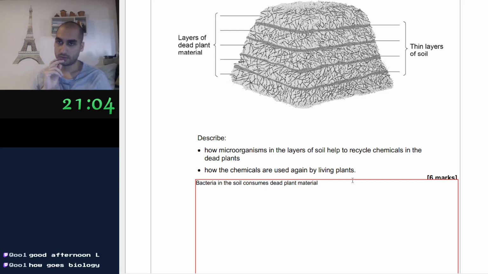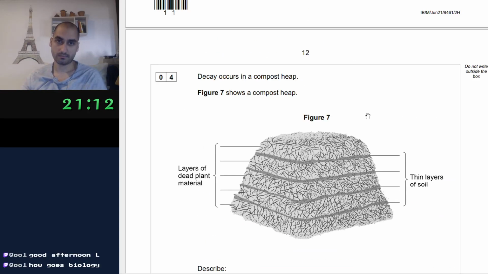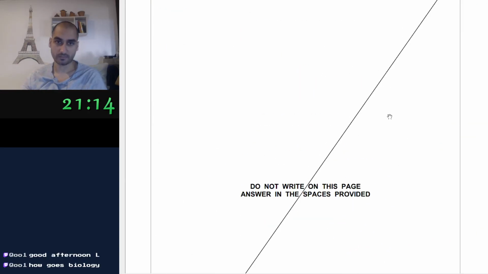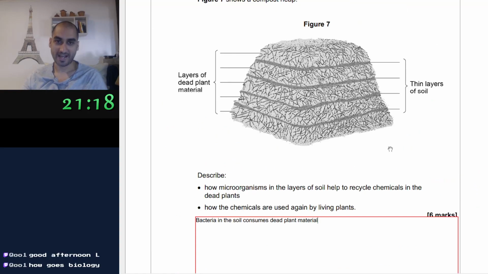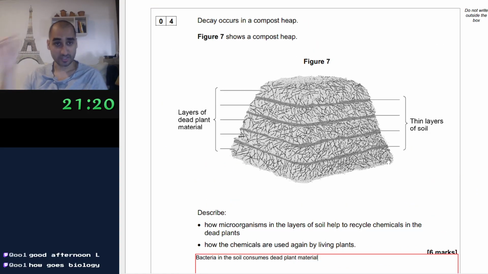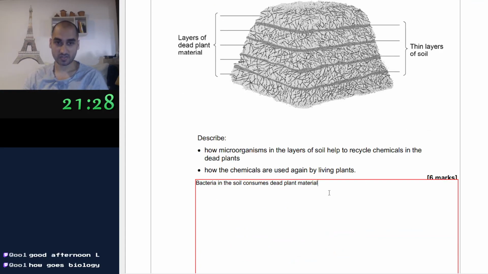Hello, Ku. How goes biology? Not well. Well, actually, better than the previous papers so far, but now I have no idea what to. Now the question is to describe how a compost works. And it's worth 6 marks. I don't know what to say. Bacteria in the soil consumes dead plant material. That much I know.